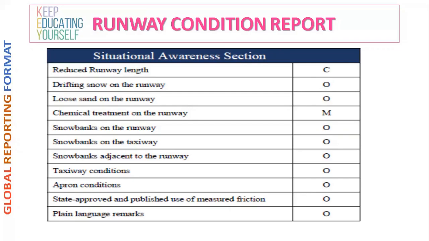So the runway condition report is not including only runway condition. It is including conditions adjacent to the runway, even taxiway conditions and apron conditions. If we want to include something more, we can include it in plain language. So this much freedom has been given to us. So that situational awareness section will give complete information to the pilot in command in taking decisions.